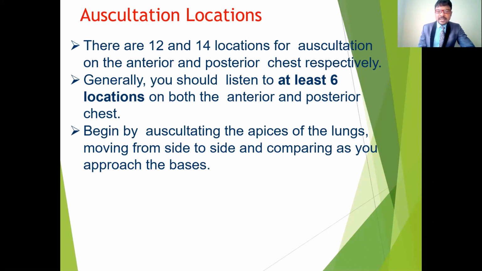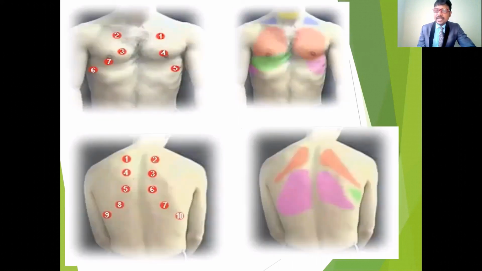Begin by auscultating the apices of the lungs, moving from side to side and comparing as you approach the bases. That means we have to check at least a minimum of 6 areas, in the anterior chest wall and also the posterior chest wall. At least in one area, we have to check at least one breath. How is the breath sound? Is it a normal or abnormal sound?